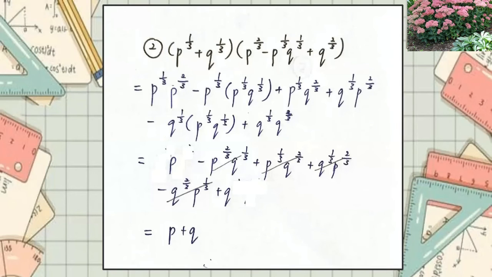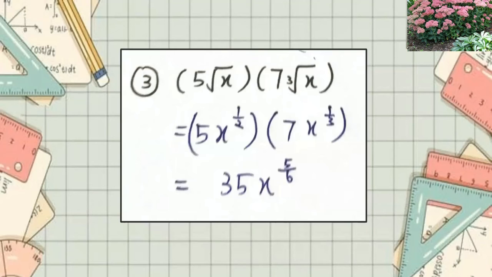Next question. 5 square root x times 7 cubic root of x. Square root x is equal to x power of 1 over 2, and cubic root x is equal to x power of 1 over 3. So the equation is in the form of multiplication, and there's the same base, which is x. So you can add the powers, where 1 over 2 plus 1 over 3 you get 5 over 6. And 5 times 7, you get 35. The answer you get is 35x power of 5 over 6.